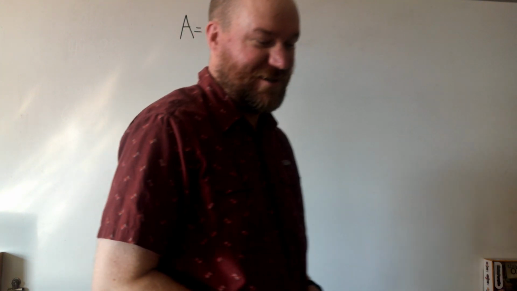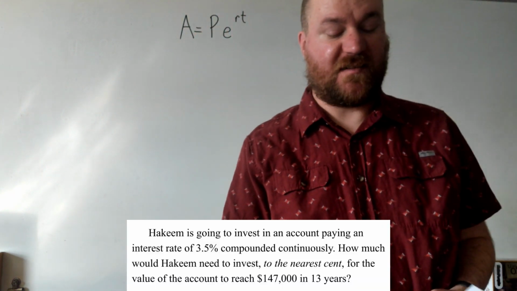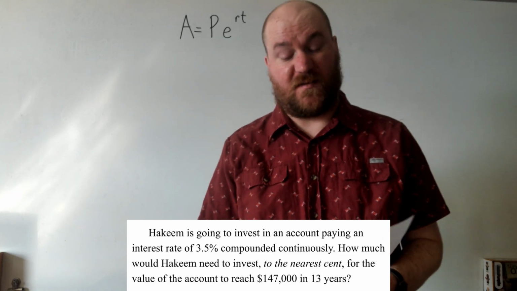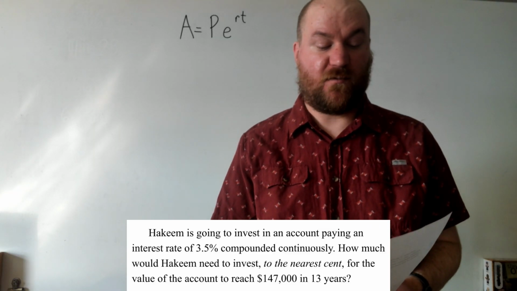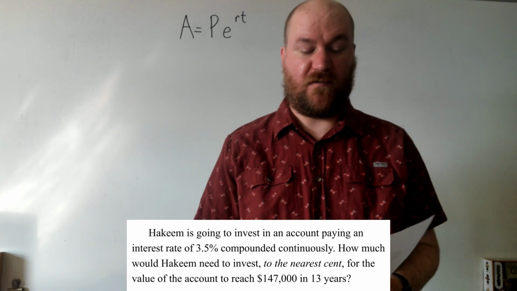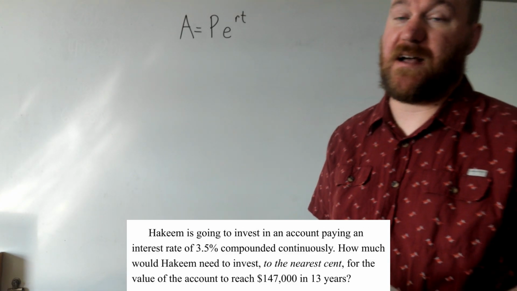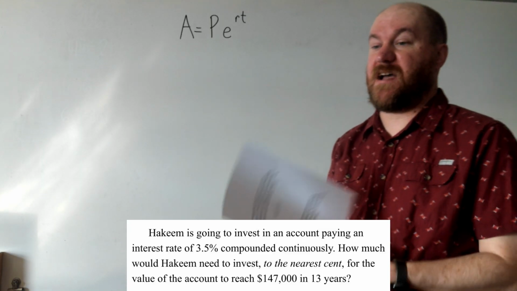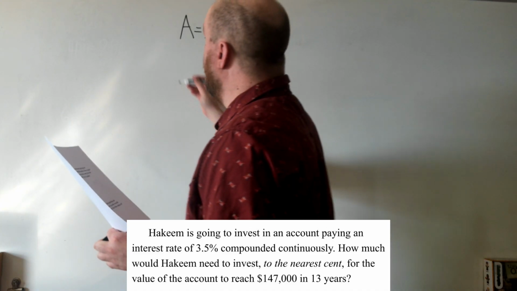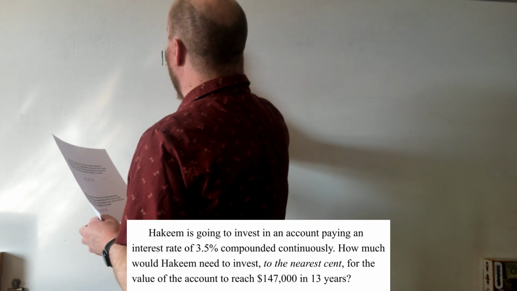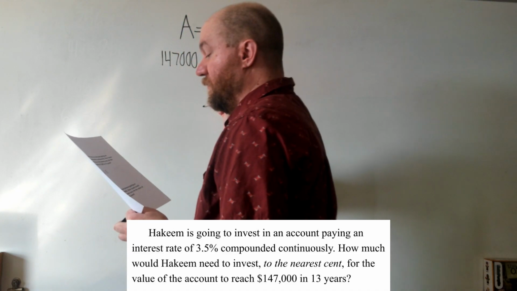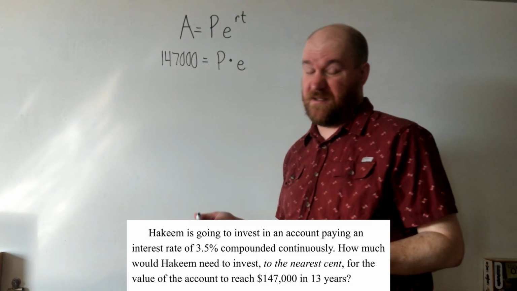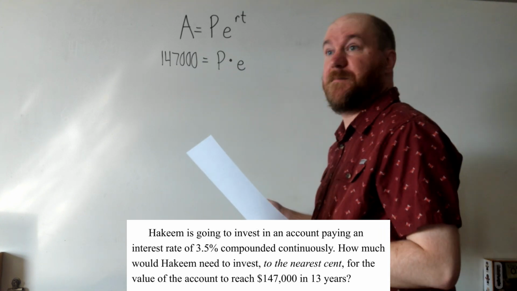All right, next question. Hakeem is going to invest in an account paying an interest rate of 3.5% compounded continuously. How much would Hakeem have to invest to the nearest cent for the value of the account to reach $147,000 in 13 years? This is our formula because we saw the words compounding continuously. And we want $147,000 as our end value. We don't know the start value. We're going to leave E as E because we know that our calculator will deal with them.